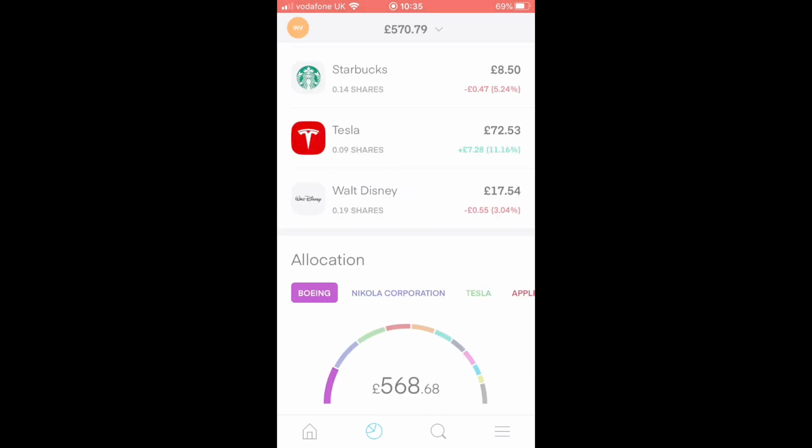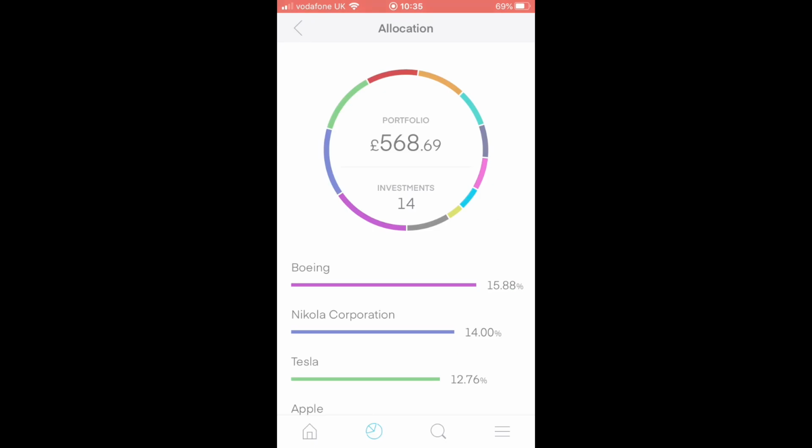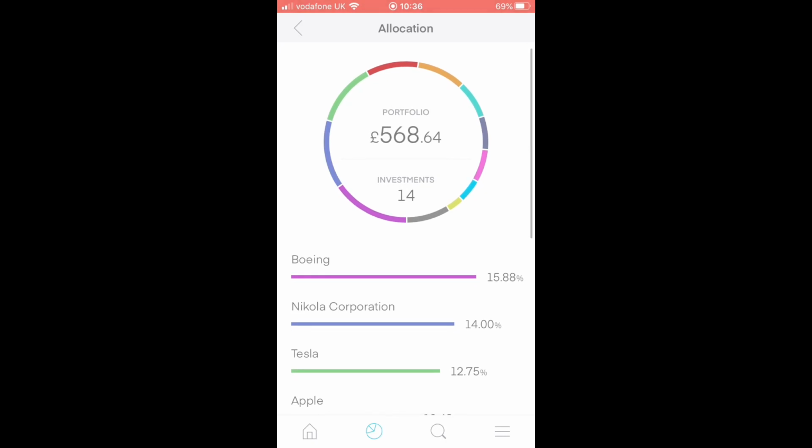My final investment is in Walt Disney, which at the moment is seeing a loss of 55p. If you have a look at my allocation, you'll be able to see my overall portfolio. From this, you'll be able to see that Boeing is the largest company in my portfolio, with around 15.8%. Nicola Corporation and Tesla then make up 2 and 3.